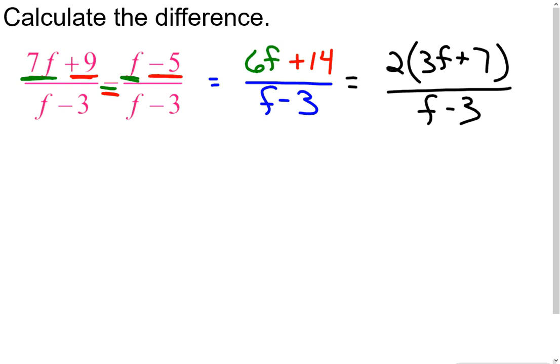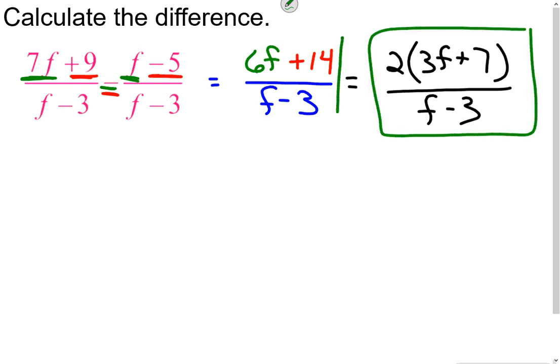Is there a common factor in the numerator and denominator that's going to divide out? No. So in this case, it wouldn't matter to me which one you would display your answer as. You can pick the one that I ended with, where it's in factored form, or this one where it's multiplied together. Either one would be acceptable.